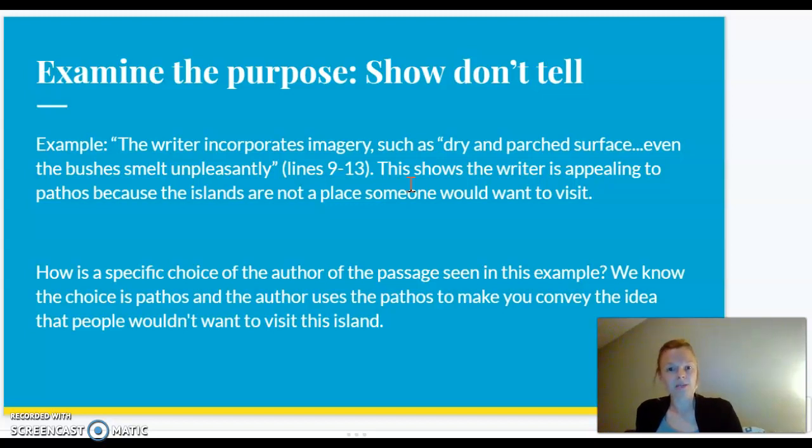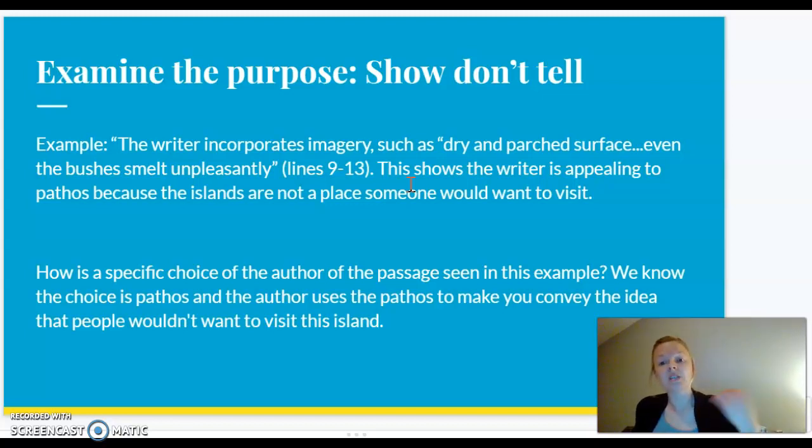The writer incorporates imagery such as dry and parched surface, even the bushes smell unpleasantly. This shows the writer is appealing to pathos because the islands are not a place someone would want to visit. Now, that would never be able to stand alone as a paragraph, not even close, but you can see that it explains the specific choice. The author is appealing to pathos because the islands are not a place someone would want to visit.